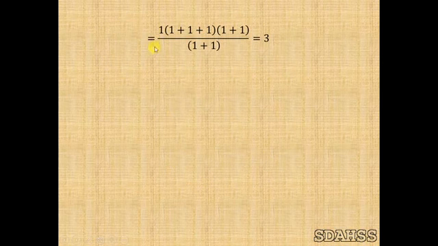Now substitute x is equal to 1. So you have 1 into 1 plus 1 into 1 plus 1 divided by 1 plus 1. 1 plus 1 is 2, so here also 2 cancels, remaining you have 3.